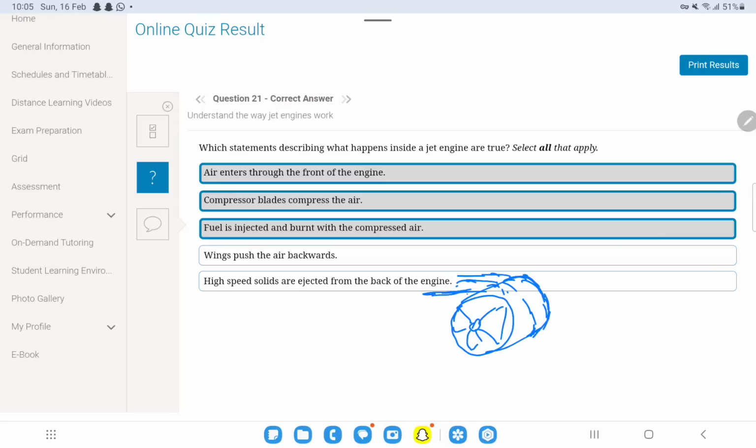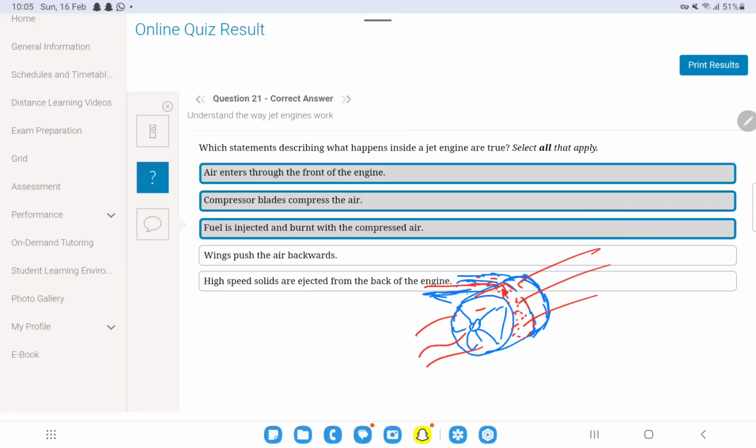Which statements describe what's happening inside a jet engine are true? Imagine this is the jet engine and this is the wing. The air goes through this. The air goes through the propellers, and then there is a compressor here that compresses the air, while fuel is ejected into the compressed air, which ignites it, pushing the air backwards and the engine forwards.